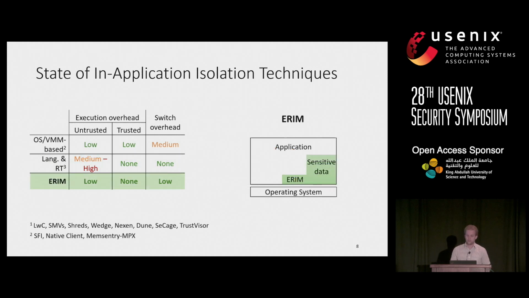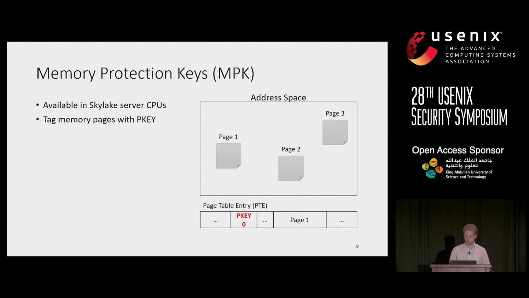Our goal with ERIM is to avoid both the costly context switches and the high overhead for performing the safety checks. We achieve this by relying on memory protection keys and strengthening its threat model. So before I provide you the overview of how ERIM works, I'll quickly introduce memory protection keys.